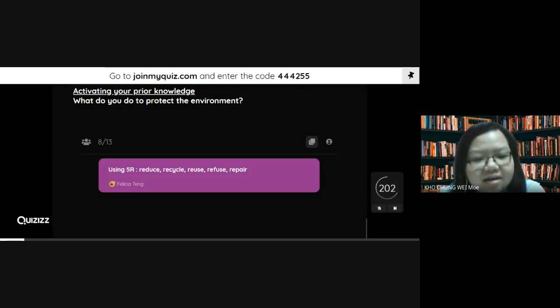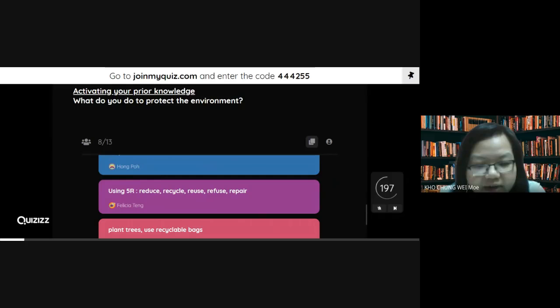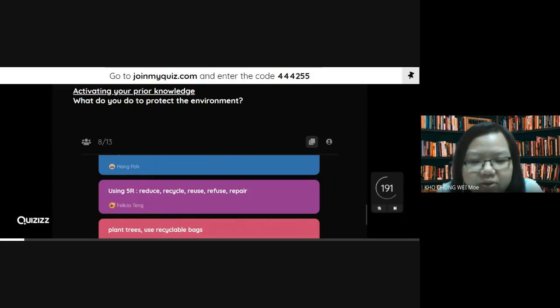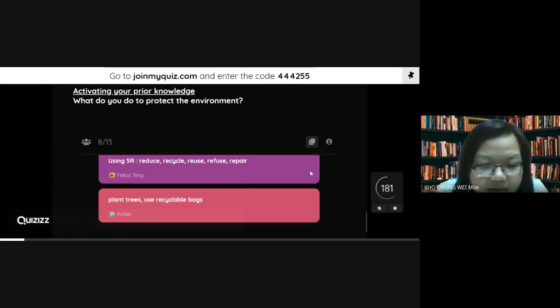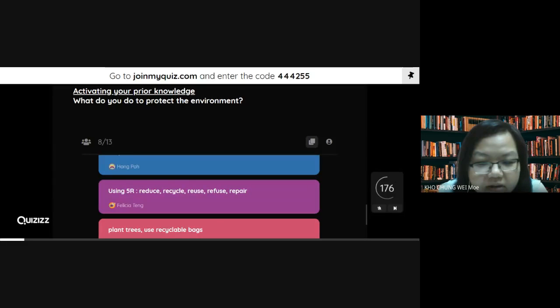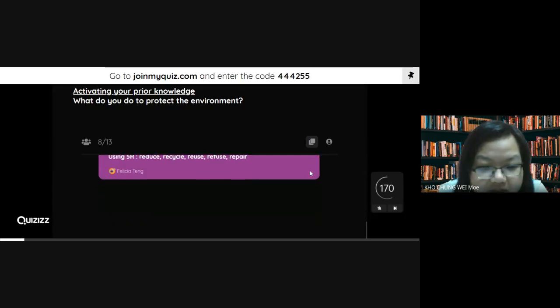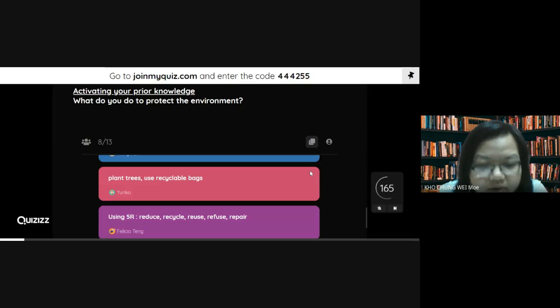Ah, I see. That's something new to me, Felicia. 5R means reduce, recycle, reuse, refuse, and repair. I've only heard about the 3R: reduce, recycle, and reuse. I've not heard of refuse and repair, but I guess it's something new. Thanks for telling me that. Eureka said plant trees, use recyclable bags. That's right. Let's see if anyone wants to post a new message. Yes, reduce, recycle, reuse, refuse, repair. Nice.